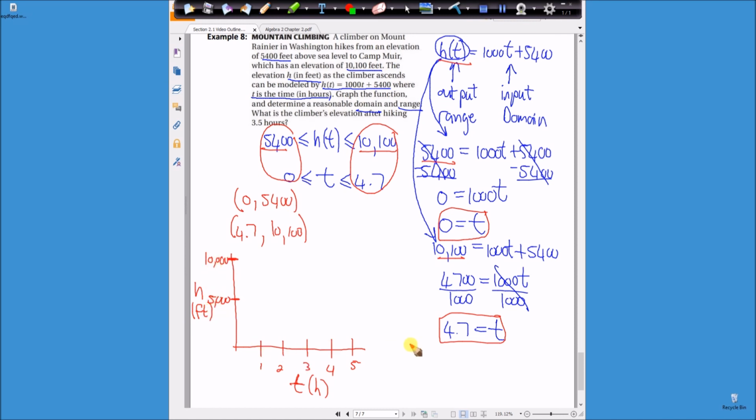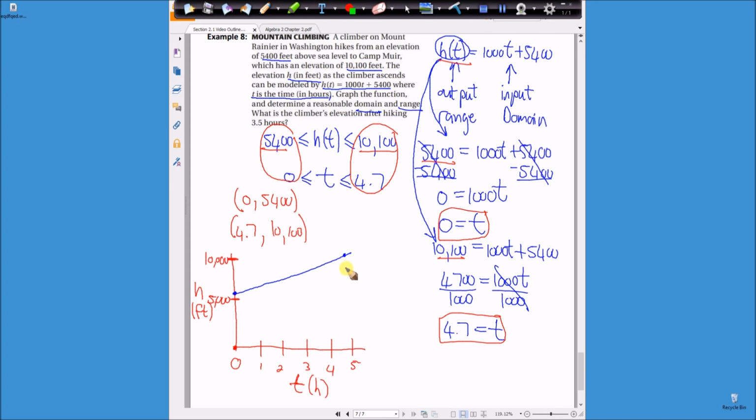So we have some points here: 0, 5,400. Obviously this is 0, so 0, 5,400, maybe somewhere up here as a point. And then 4.7, 10,100, maybe around there. If you want to be super accurate, you have to do all this with a ruler and all that kind of stuff. But roughly, this is what you end up with.